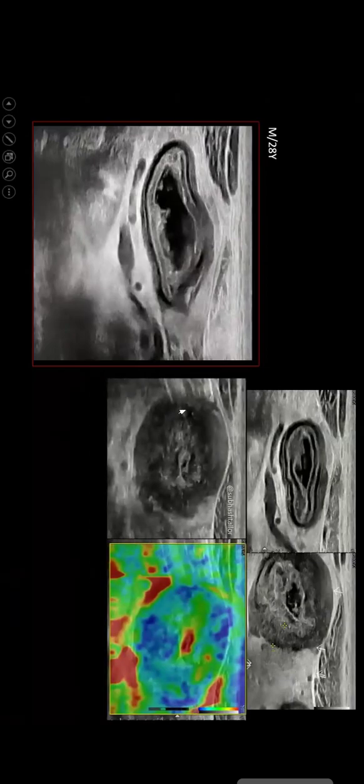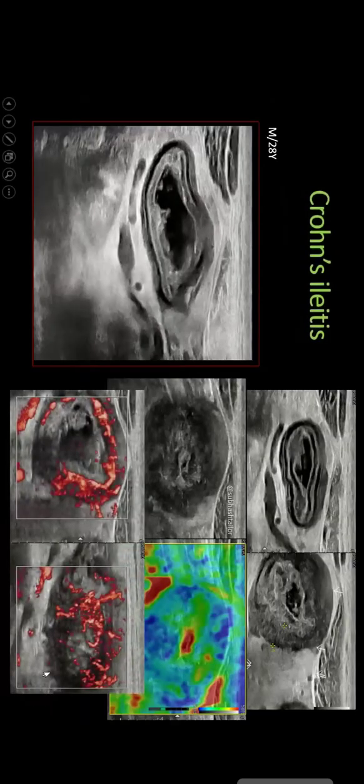When we see on elastogram, this particular segment is seen hard. So this becomes more hard, non-compressible, and poorly kinetic. We may also see sometimes lymph nodes and a mild amount of free fluid in the peritoneal cavity. And again, on microvascular flow, we will see tremendous vascularity within the bowel. So again, a case of acute Crohn's ileitis.